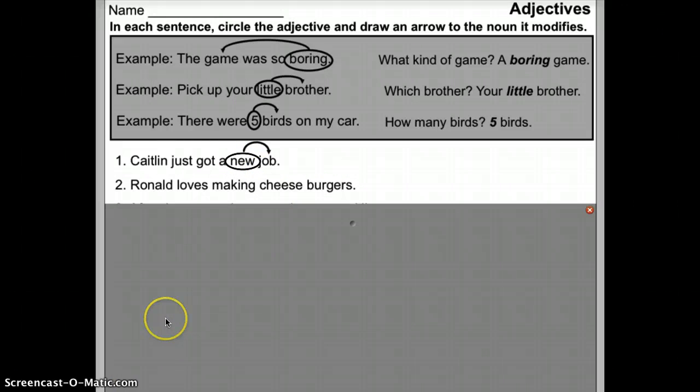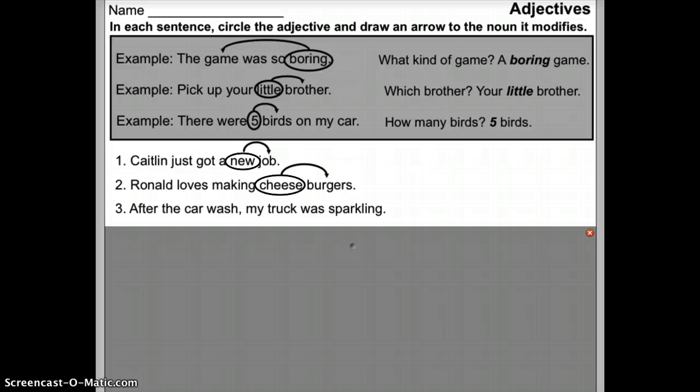Let's take a look at another one here. It says Ronald loves making cheeseburgers. So I got to think, what is the adjective? What is describing something else? I've got Ronald. I know that's a proper noun. That's a person. Loves. That's a verb. Making cheeseburgers. I know burgers is a noun. I'm going to guess that the thing being described are burgers. And what kind of burgers? They're cheeseburgers. So cheese is our adjective and it modifies the noun burgers. Again, what kind of burgers? Cheeseburgers.